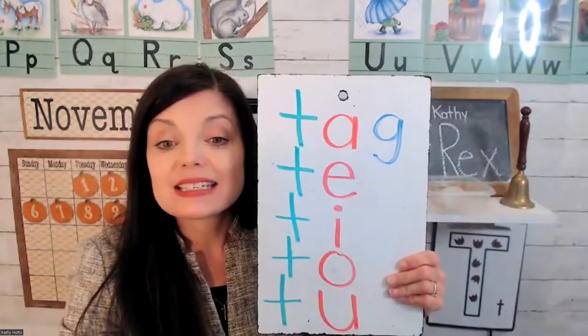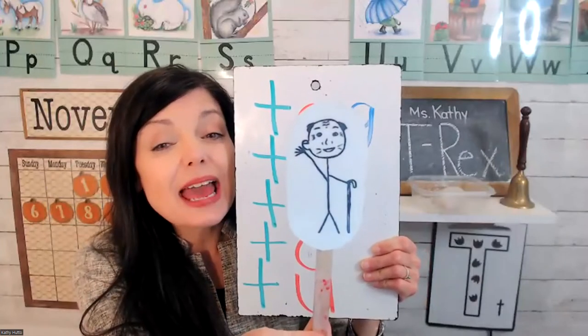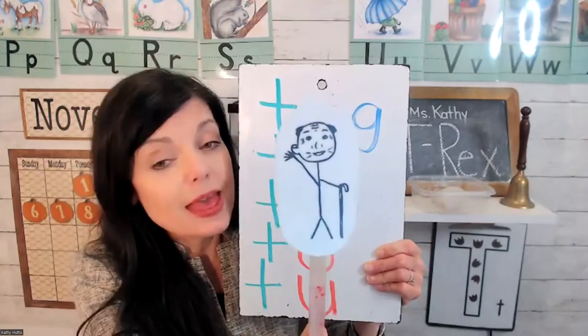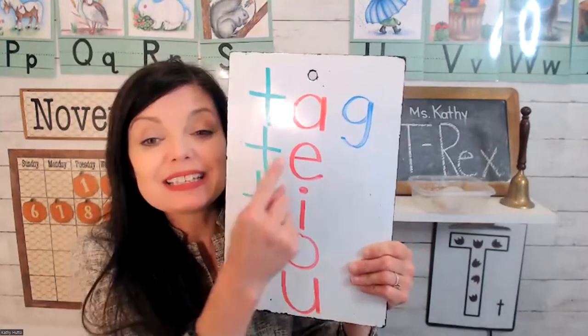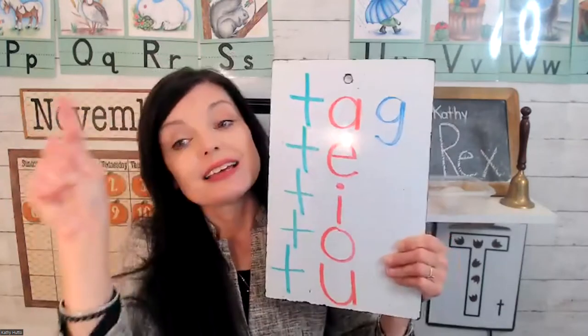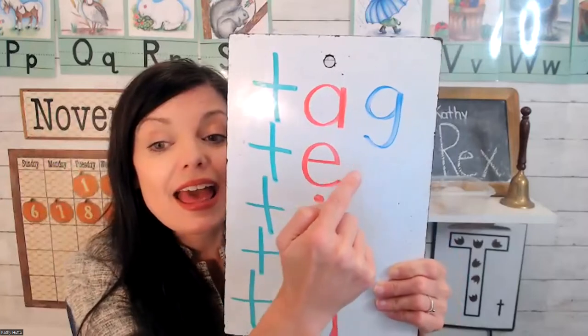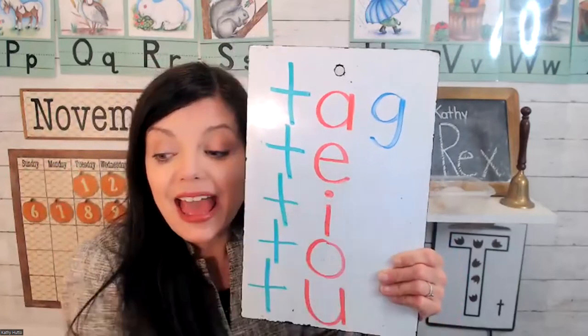The next T is beside an E. And what does E say? Eh? What'd you say, Sonny? Eh? So let's blend. T. Eh. Te.